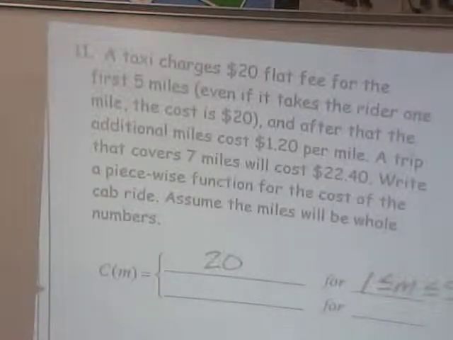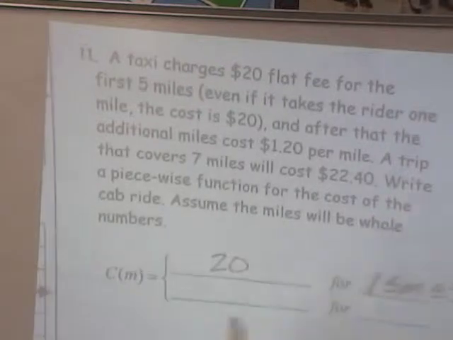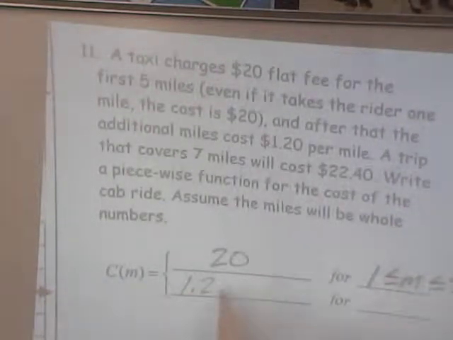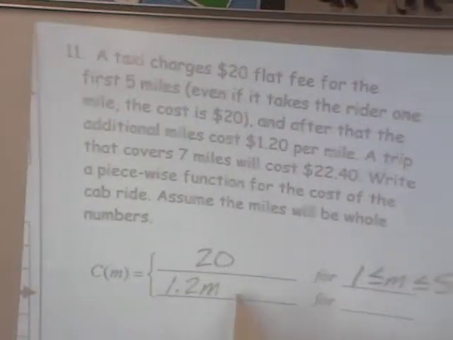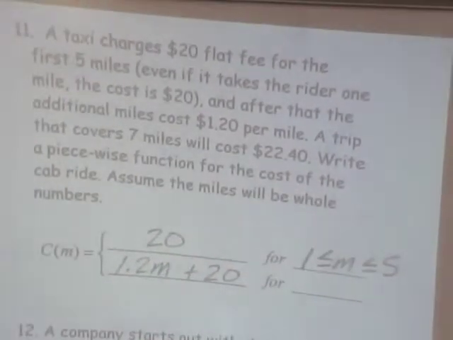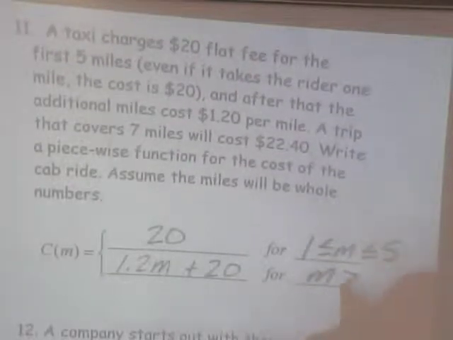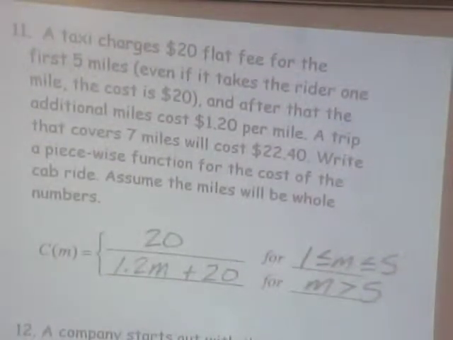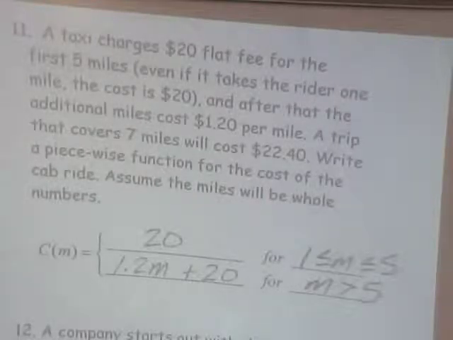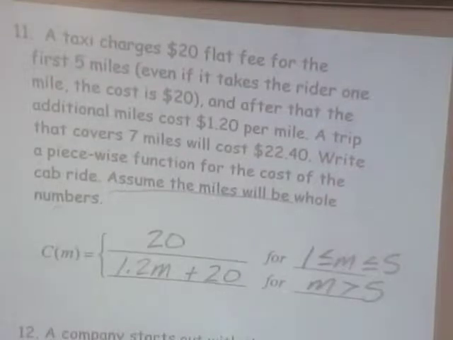What's our next equation going to be? For miles greater than 5. 1.2m plus 20, right? Yeah. And for this, we're going to say m greater than 5. Will that work? I could have put greater than or equal to 6. They're both the same thing, right? Because we are assuming the miles will be whole numbers.